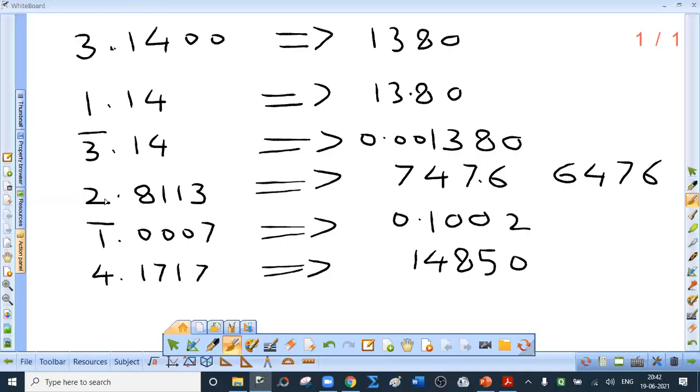I'm sorry, 2.8113, 0.81, you have to see in the anti-log table, you have to be very careful. So it is 6476 and not this one. This is not correct.